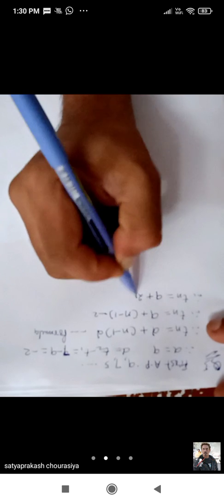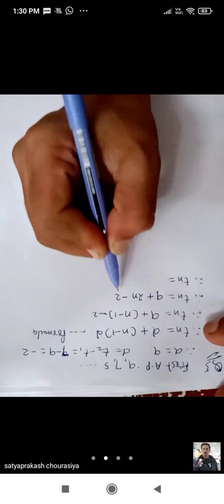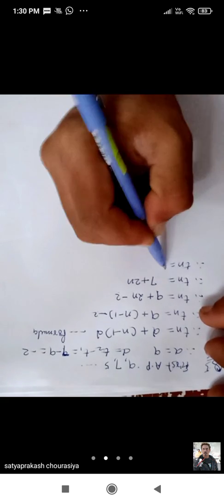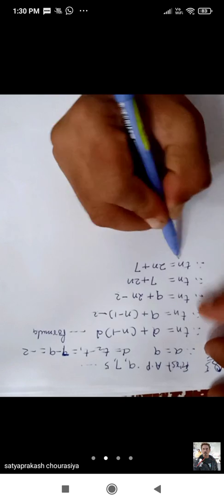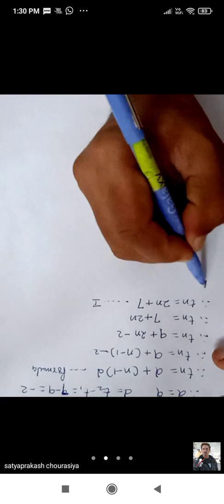Minus 2. So therefore Tn is equal to 9 plus, now 2 into n is 2n, and 2 into minus 1 is minus 2. So Tn is equal to 9 and minus 2. The plus and minus will become minus, so 9 minus 2 is 7, plus 2n. So here we can write Tn is equal to 2n plus 7. Okay, now this is your equation number 1.